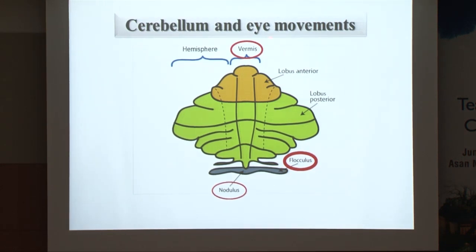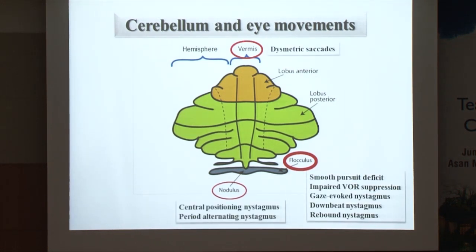Other structures are the vermis, the vestibular nucleus, and the nodulus. And please take a photograph of this slide, because it points out how important the cerebellum, in particular the flocculus, is. So a smooth pursuit deficit, an impaired VOR suppression, a gaze-evoked nystagmus in all directions, a downbeat nystagmus, a rebound nystagmus, all this can be mainly attributed to the flocculus. All the terms you know from medical school and daily clinical practice, now we can make an exact topographic anatomical diagnosis, and we'll go through that during the next 5 minutes.